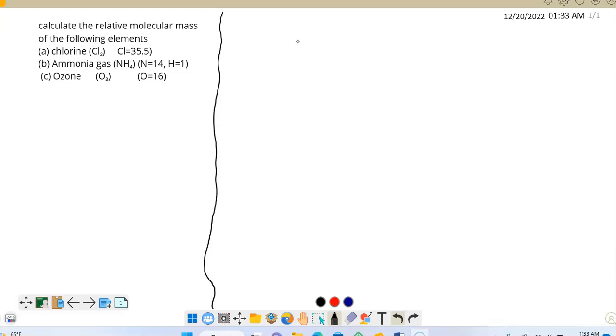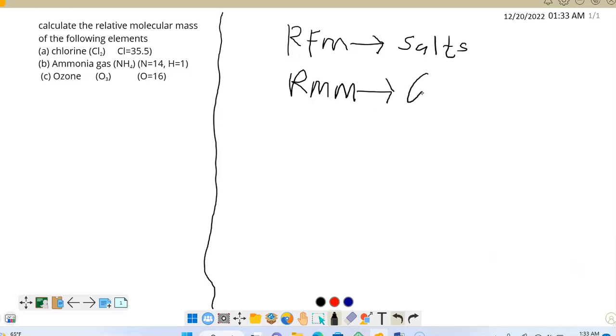If I'm not wrong, before we have learned relative formula mass. But today's lesson we are learning relative molecular mass, which is shortened as RMM. So relative formula mass always deals with salts, compounds like salts, where relative molecular mass deals mostly with gases. So we are learning relative molecular mass.